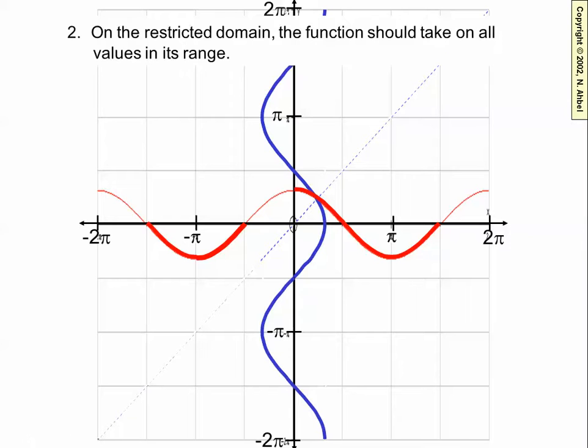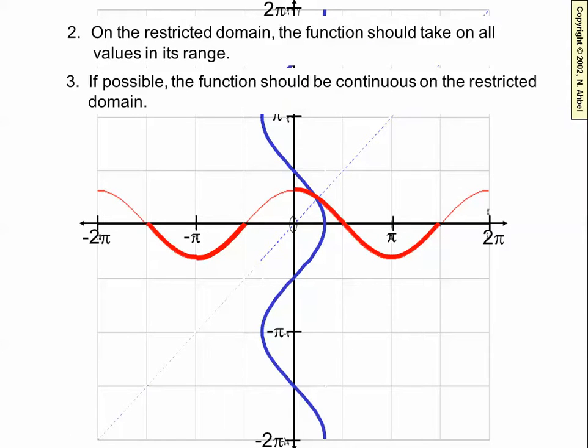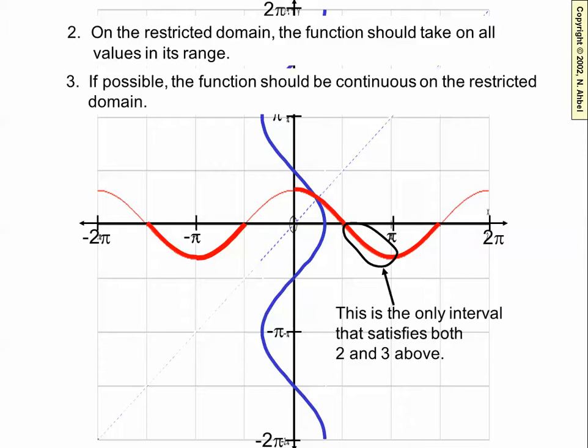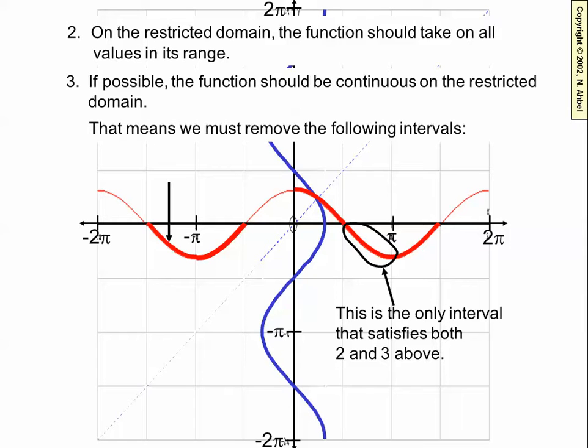So on the restricted domain, the function should take on all values. Basically that means we need to get one of the portions below the x-axis. And which one are we going to take? Well, since we're including this one, we'd like it to be continuous, so why don't we take this one? That's the only interval that satisfies both 2 and 3, so we now need to take away all of the other parts that are below the x-axis.